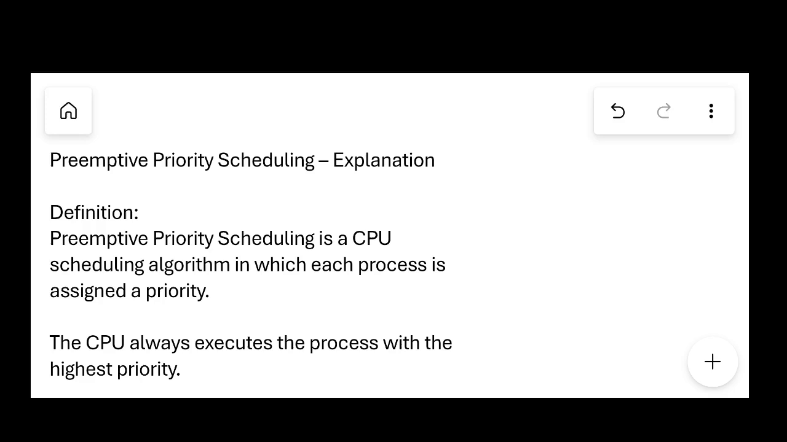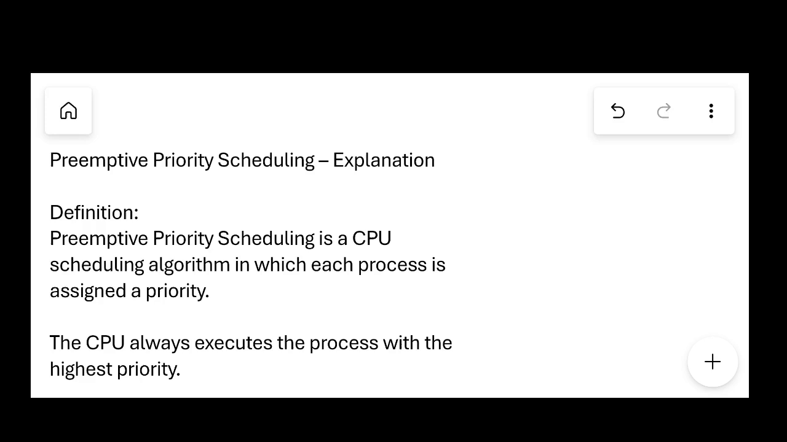Hello everyone, welcome back. Today we are going to learn about preemptive priority scheduling in operating system. This algorithm is important because it decides which process gets the CPU first based on priority. It can preempt running processes if something more important comes along.